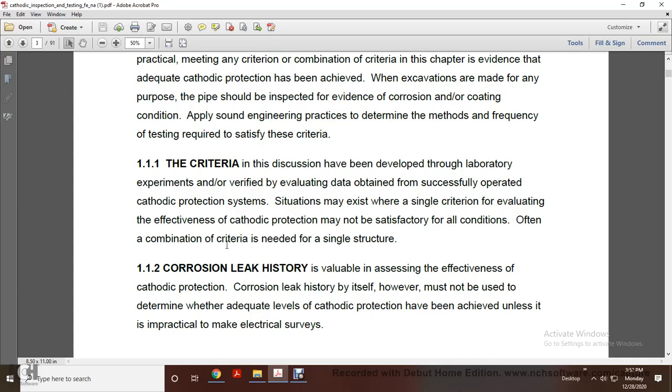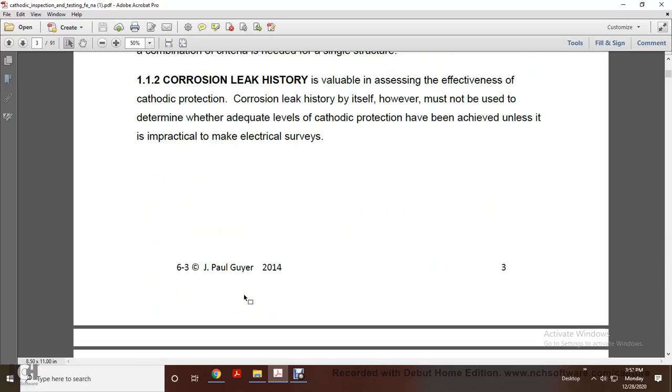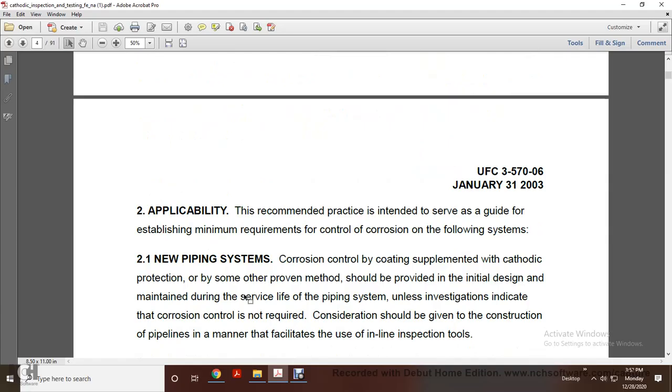1.1.2. Corrosion and leak history. Corrosion and leak history is available for assessing the effectiveness of the cathodic protection. Corrosion and leak history by itself, however, must not be used to determine that an adequate level of cathodic protection has been achieved unless it is impractical to make electrical surveys. 2. Applicability. The recommended practice is intended to serve as a guide for establishing minimum requirements for the control of corrosion on the following systems. New piping system.